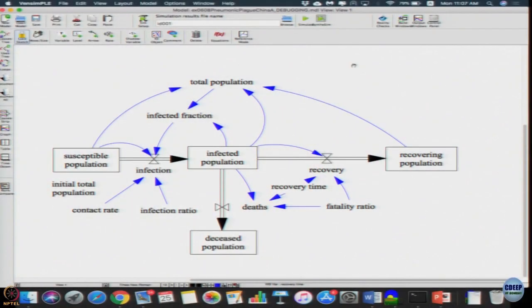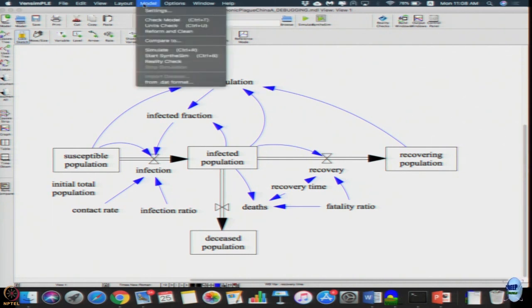Let us open the model on disease population, so you can take it. Okay, so we have the susceptible population, infected population, recovering population, and disease population. Fine, the flow seems to make logical sense. Infection moves them here, recovery moves them here, or here, either one of the places. The infection is given as a product of contact rate, infection ratio, susceptible population, and infected fraction, so they all seem to be connected there. Infected fraction is given as a relation between the infected population and total population, so that seems to be fine. Recovery depends on infected population, time, and fatality ratio, so that seems to be connected fine. Deaths also are given a similar relation, that seems to be fine.